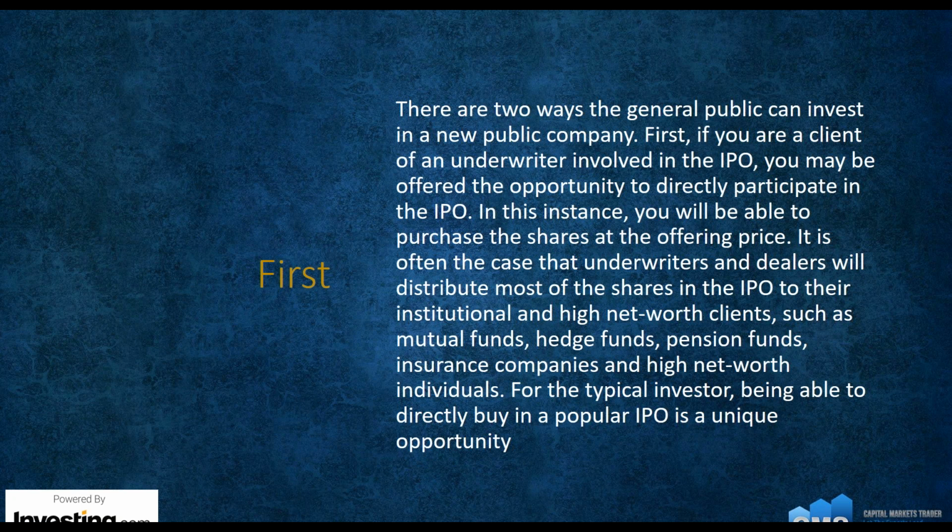It is often the case that underwriters and dealers will distribute most of the shares in the IPO to the institutional and high net worth clients, such as mutual funds, hedge funds, pension funds, insurance companies, and high net worth individuals. But once you have an account with JP Morgan or whoever's underwriting those shares, you can ask them to let you participate, even though you're not a multi-billion-dollar trader. Because what happens is those shares are sold technically to JP Morgan Chase, who's then pushing them out into the market and has a responsibility of selling them all.